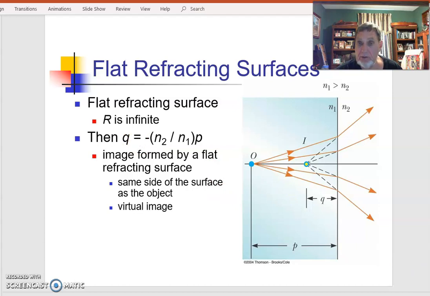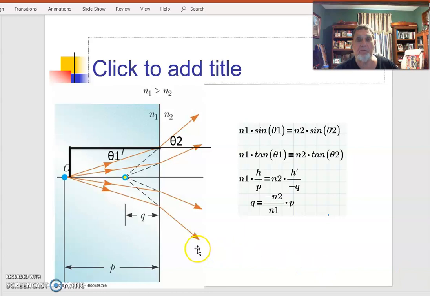Notice it's a virtual image, and we've said with mirrors, virtual images are negative. So anyway, there's theta 1, theta 2. We'll just apply Snell's law. We're going to use small angles for spherical lenses, and so we'll make the approximation that sine and tangent are roughly the same. Then if we do tangent of theta 1, for example, opposite would be the height of our object over the distance P for that triangle. And that would be N2 times the tangent of theta 2.